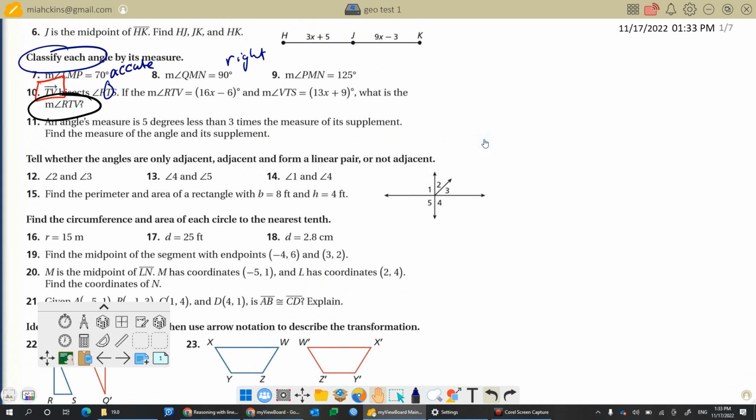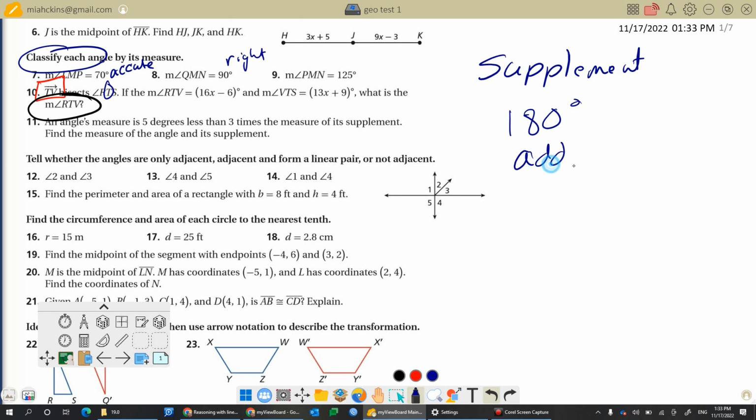So now we're going to go on to question 11. Question 11 tells us an angle's measure is 5 degrees less than 3 times the measure of its supplement. And what does supplement mean? It means that it adds up to 180 degrees, or they sum up to 180 degrees. So an angle's measure is 5 degrees less than 3 times the measure of its supplement.